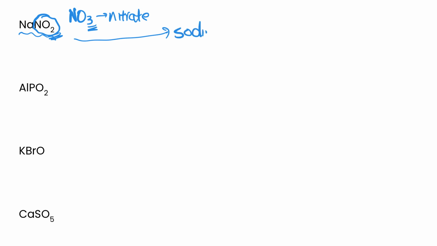So the first one we've got is NaNO2. Now, what you want to do is look at the polyatomic ion NO2 and ask yourself, what is the base polyatomic ion? In this case, it's NO3. And so this is our nitrate polyatomic ion. Now, we are one less oxygen here, so the ending is going to change to ite. So this compound becomes sodium nitrite. We're changing that ending from ate to ite.